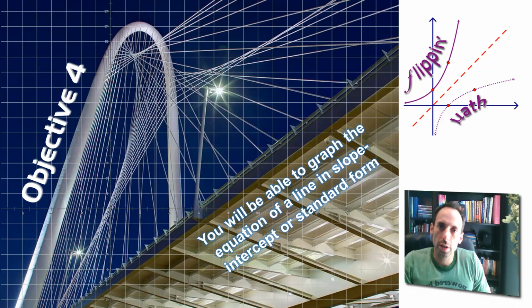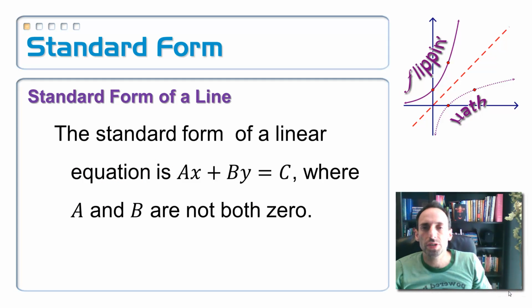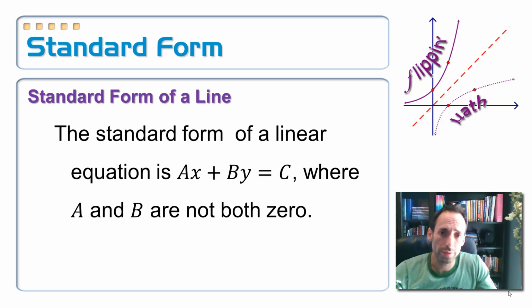Okay, so in Objective 4, this is the second part where we're talking about being able to graph the equation of a line when it's in standard form. So let's review standard form again. If you have forgotten, standard form of a line looks like this: Ax + By = C, where A and B are not both equal to 0. Each individually can be 0. So A could be 0, or B could be 0, but not both, because if they were both equal to 0, you'd have 0 equals C, and nobody's going to graph that.